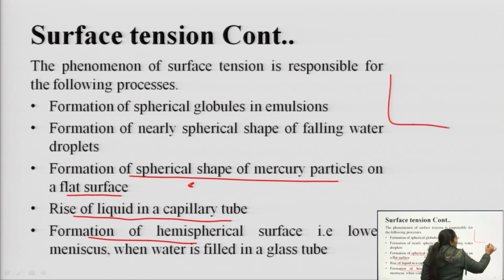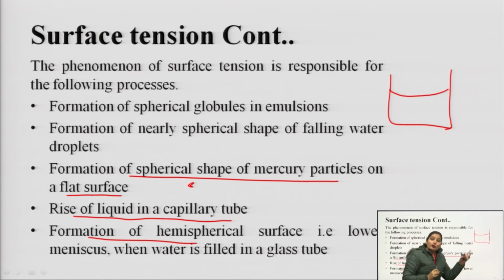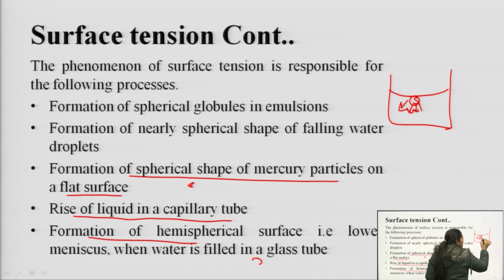Okay. If you have seen, if this is a beaker, when water is placed in this beaker, then it will attain a lower meniscus. This lower meniscus is due to the surface tension. Why? Because the molecules that are present on the surface face an inward pull, and due to this inward pull, the meniscus will be lowered and it will attain a hemispherical shape.